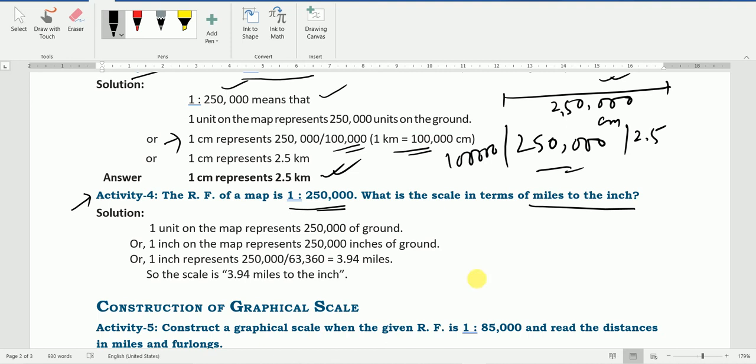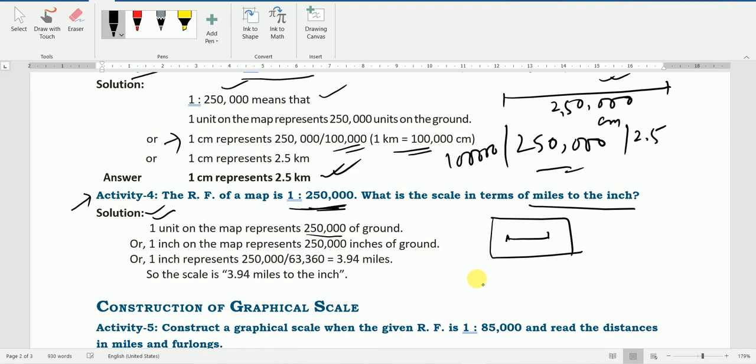So we have the solution. 1 is to 250,000 means that 1 unit on the map represents 250,000 units on the ground, or 1 inch on the map represents 250,000 inches on the ground, just as indicated earlier.